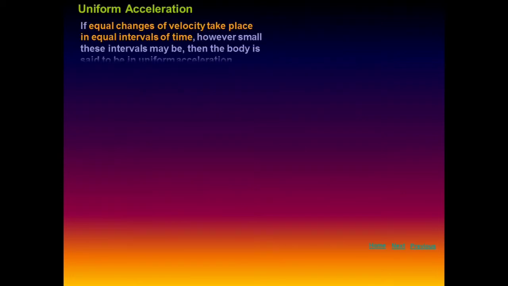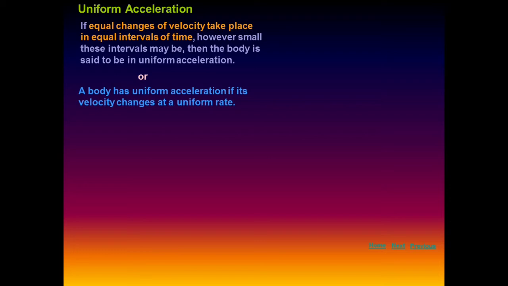Now, uniform acceleration. If equal changes of velocity take place in equal intervals of time, however small the intervals, then the body is said to be in uniform acceleration. Or we can say a body has uniform acceleration if its velocity changes at a uniform rate. For example, the motion of a freely falling body is a uniformly accelerated motion.